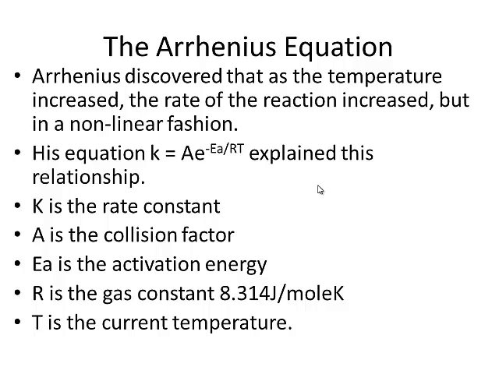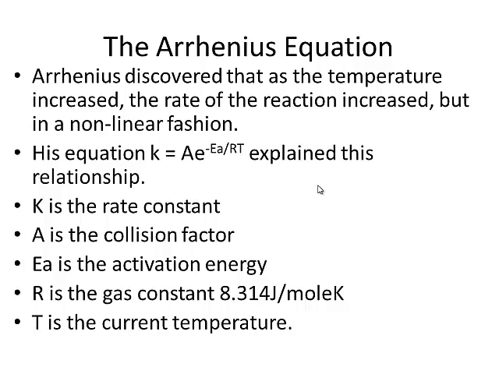Arrhenius did a lot of the initial studies with reaction rates, and he discovered that as the temperature increased, the rate of the reaction increased, but in a non-linear fashion. Eventually he came up with his equation, which is k equals A e to the minus Ea over RT. And that explained this relationship that he discovered. k is the rate constant. The rate constant is experimentally determined, and it explains how quickly reactions will occur. Temperature is part of that constant, and there are other things that go into that as well.